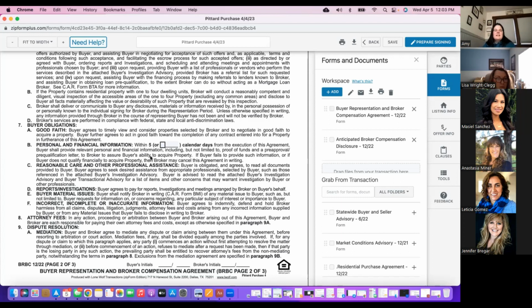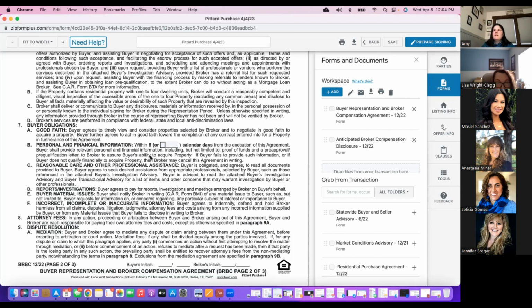Okay. Incorrect, incomplete, or inaccurate information. The buyer agrees to indemnify, defend, and hold broker harmless for all claims, disputes, litigation, judgments, attorney fees, and costs arising from incorrect information supplied by buyer or from any material issues that buyer fails to disclose in writing to broker. Okay. Any questions about that buyer obligation section? I know the second page is really meaty. It's got a lot of information in it.